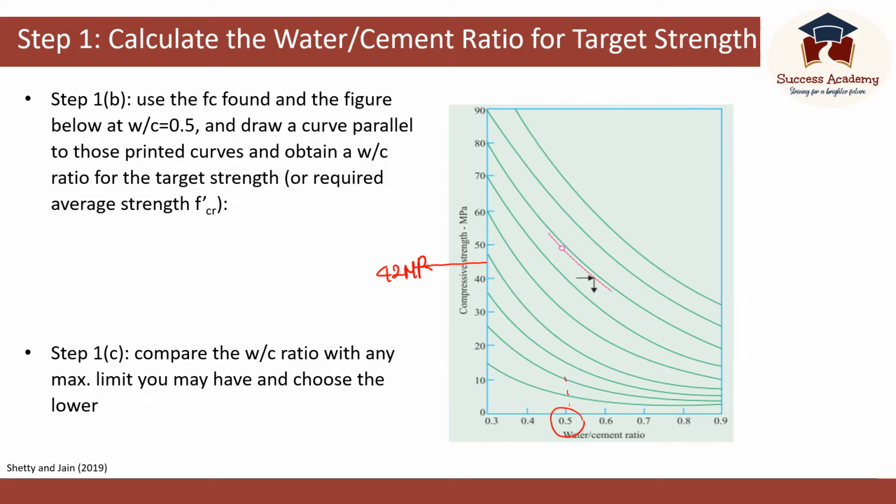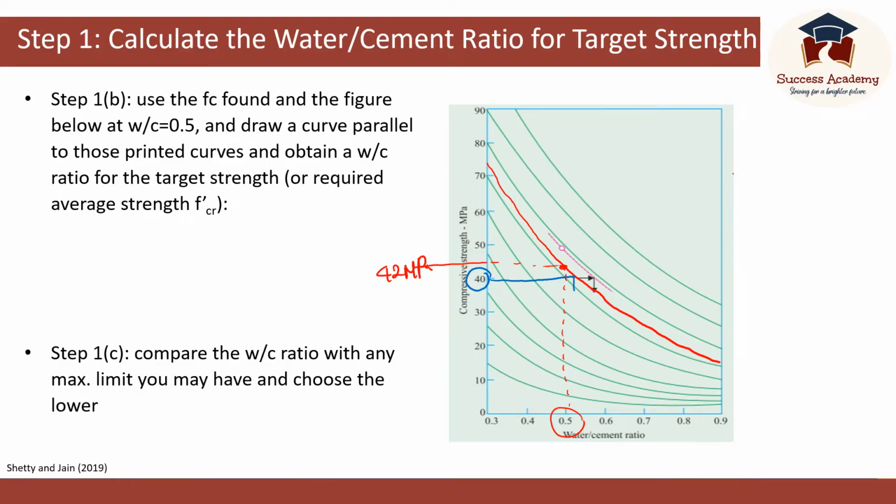Now we are going to find that point on this chart. So it is somewhere here. Now we draw a parallel curve to these curves. Now we use our target strength, which is 40 megapascals, and we draw a horizontal line till it meets the drawn curve.